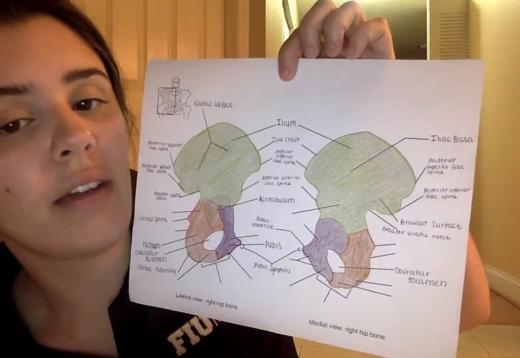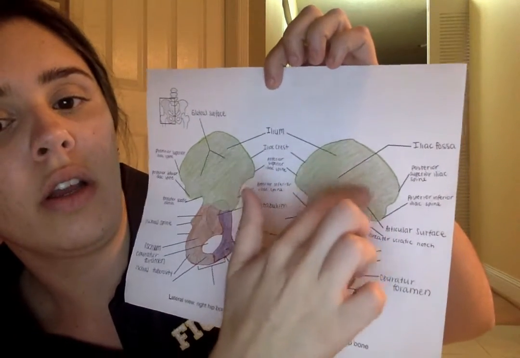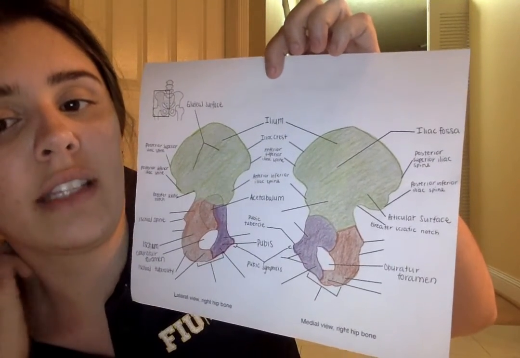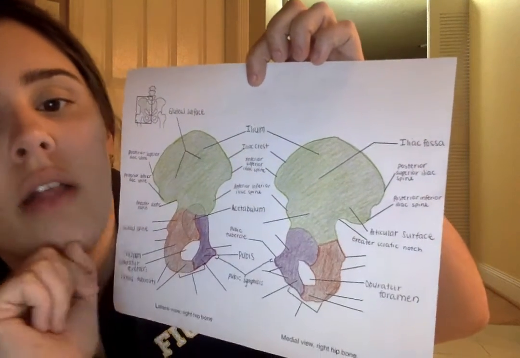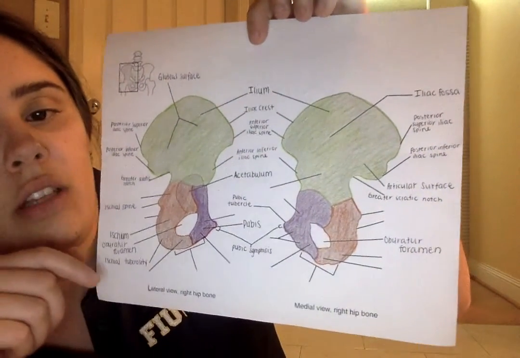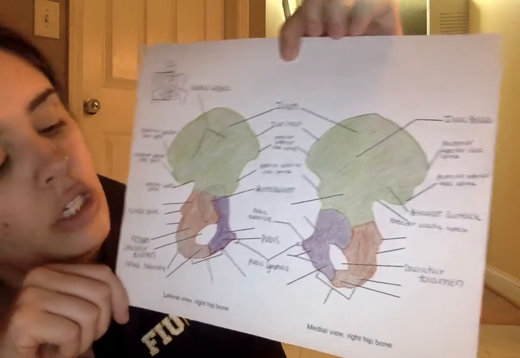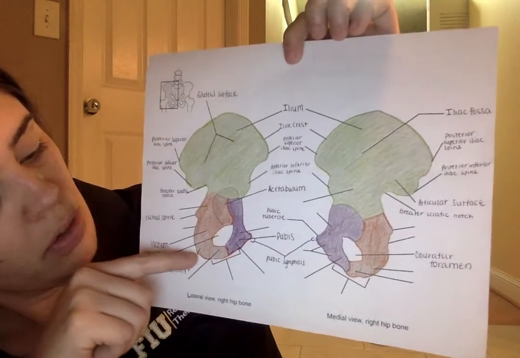Then we have the iliac fossa, which is right over here. This shallow depression located on the anterior medial surface is of the upper ilium. Then we have the ischial tuberosity. It's a large roughened area of the inferior ischium, which is right down here.